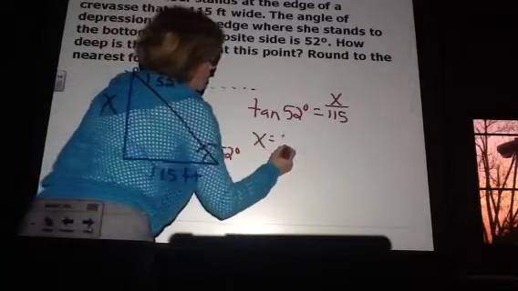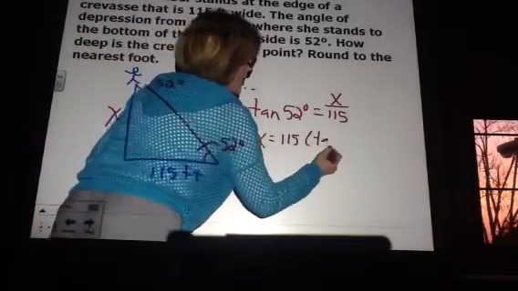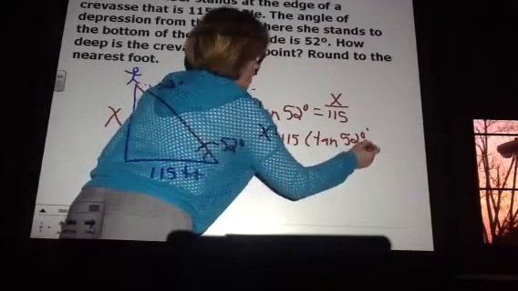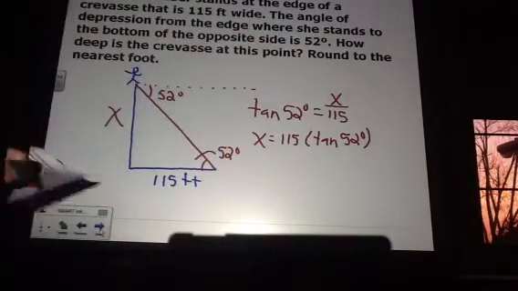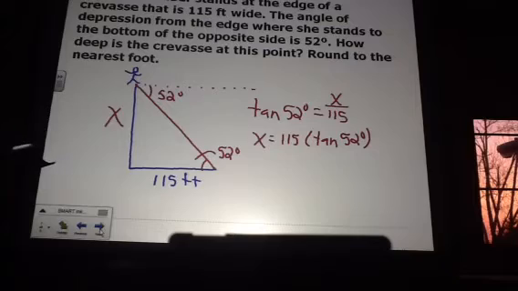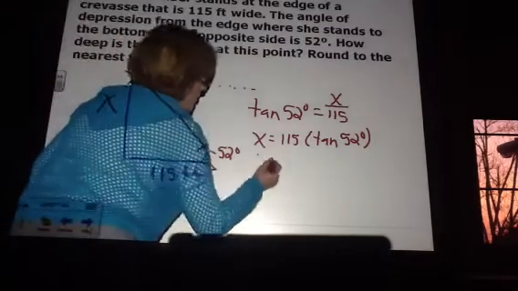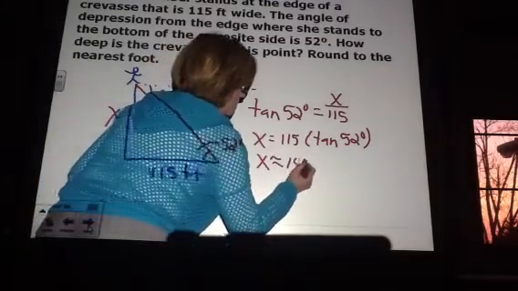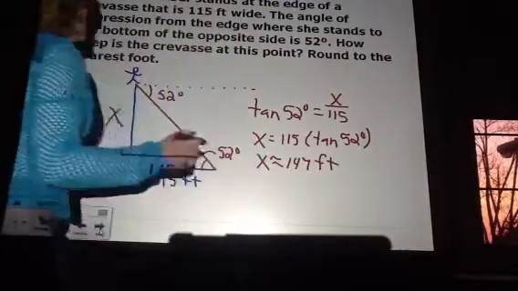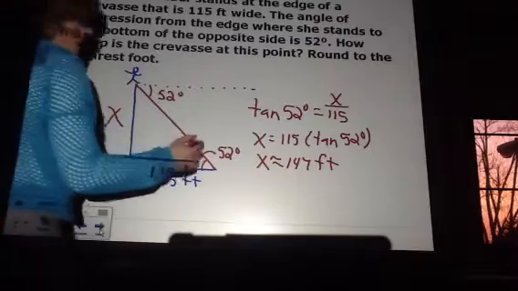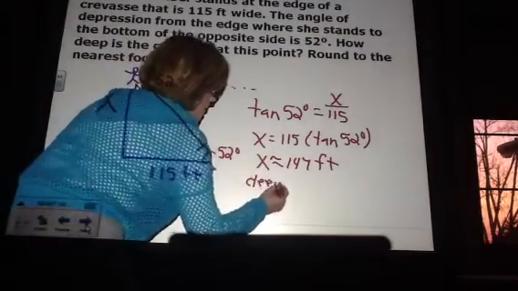So x is going to equal 115 times the tangent of 52 degrees. Key all that in your calculator. Do not round until the very end. And you're going to get 147 feet. And that is how deep the crevice is.